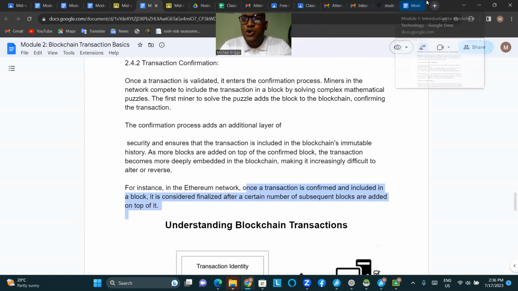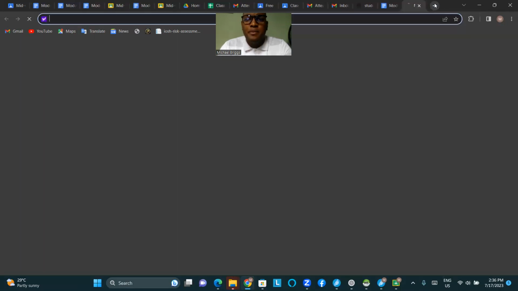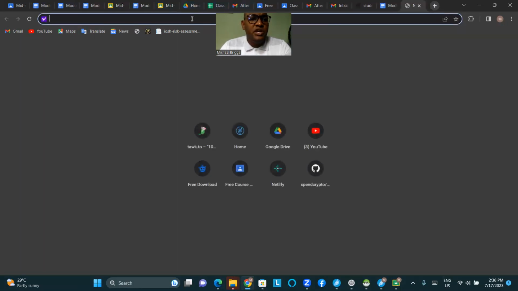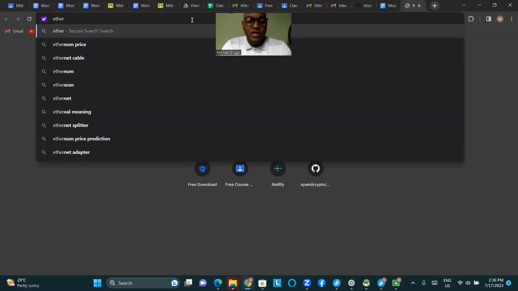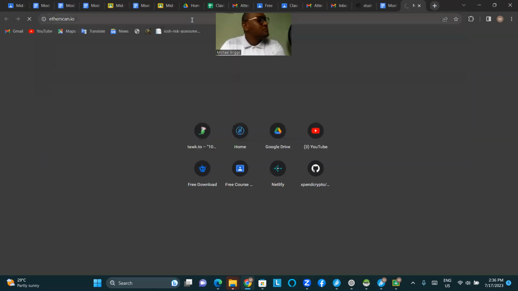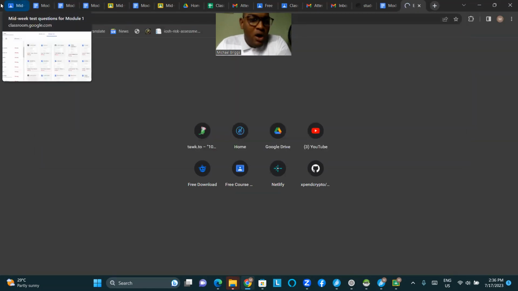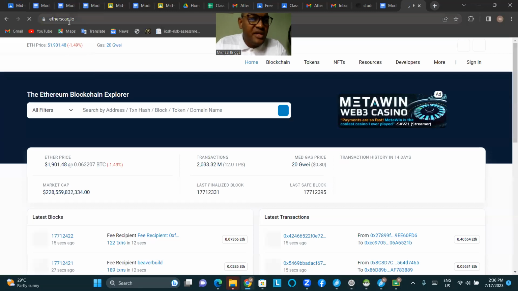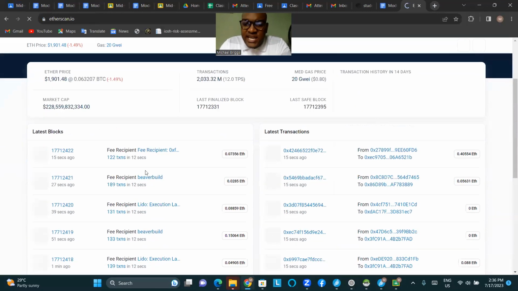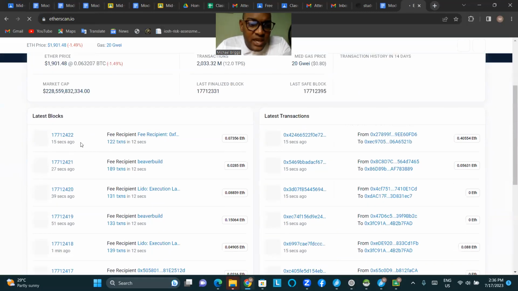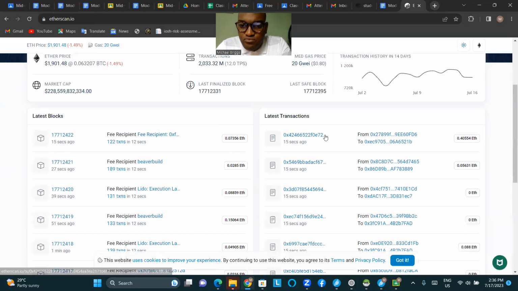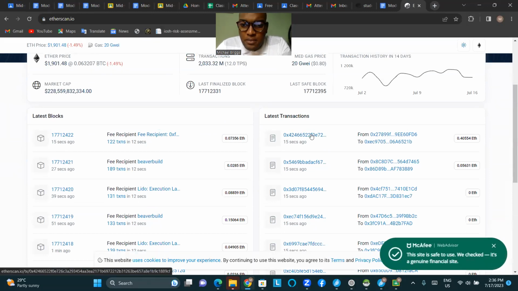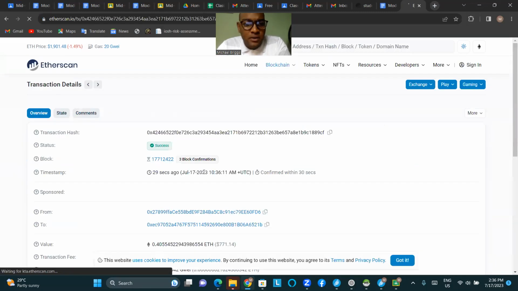I'm going to open a new page here, and let's see Etherscan. Let's look at the Ethereum blockchain for a moment. The URL for the Ethereum blockchain explorer is etherscan.io. Let's take a look at a few transactions here. Let's say this one, a transaction from 15 seconds ago.